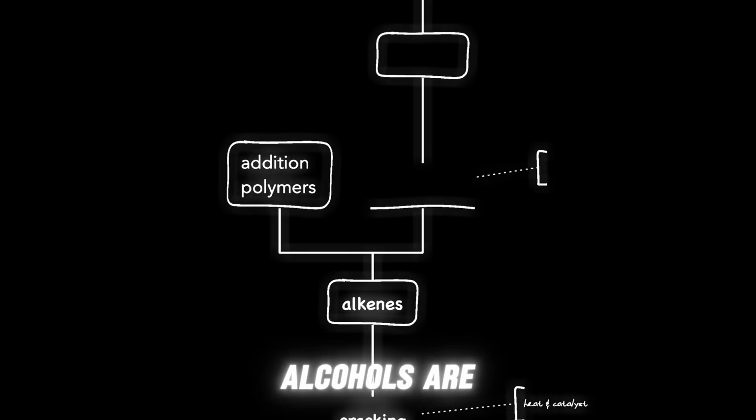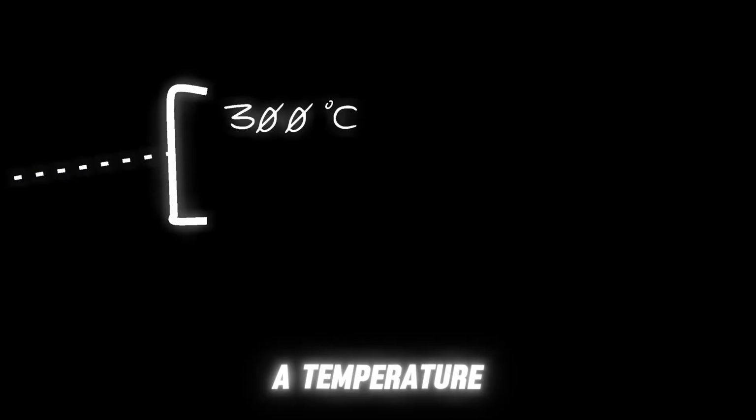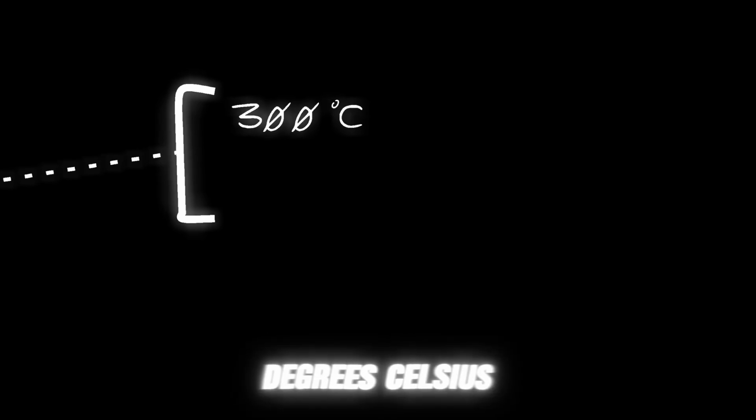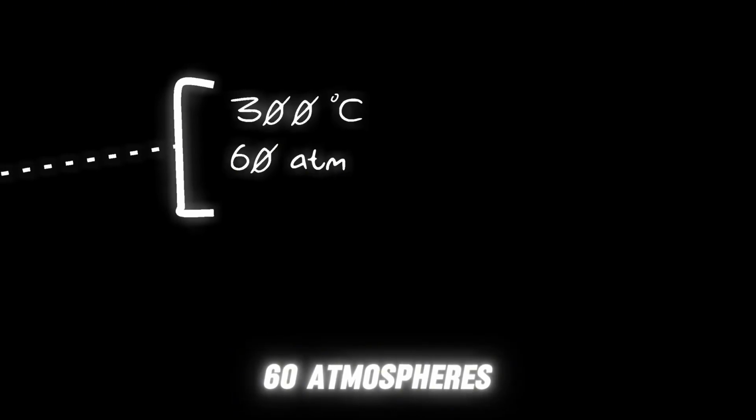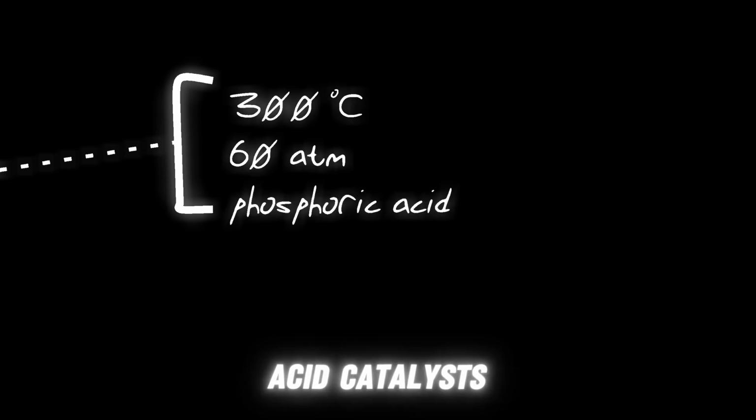In addition, alcohols are also made from alkenes by hydration, which requires three important conditions. First is a temperature of 300 degrees Celsius, a pressure of 60 atmospheres, and phosphoric acid catalyst.